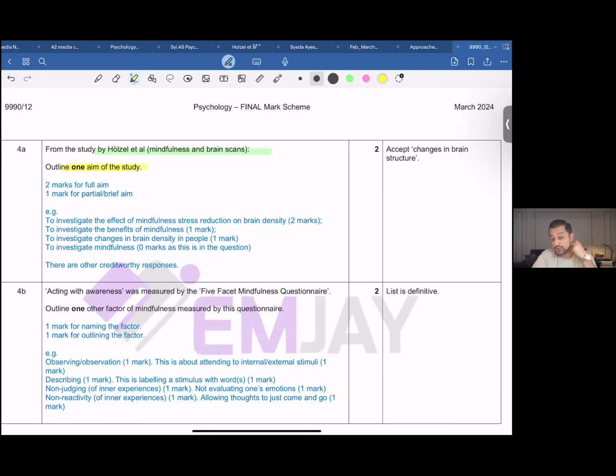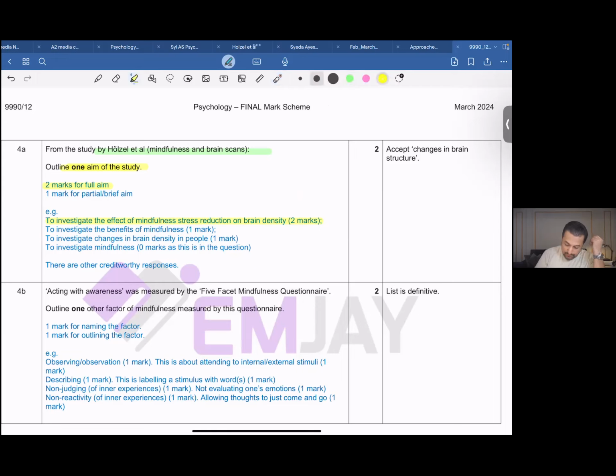I have come across many students who end up believing that you've provided a correct answer, which in some cases, not all, ends up in a sentence that has a totally different meaning. So yeah, taking this ahead, you get 2 marks for full aim. To investigate the effect of mindfulness stress reduction on brain density, you write that, you get 2 marks straight away. There are other alternative options for single mark as well.